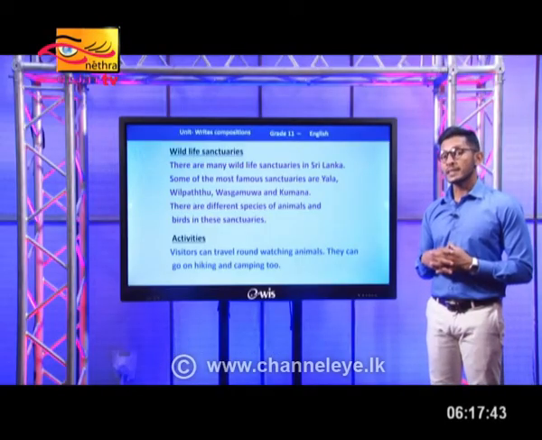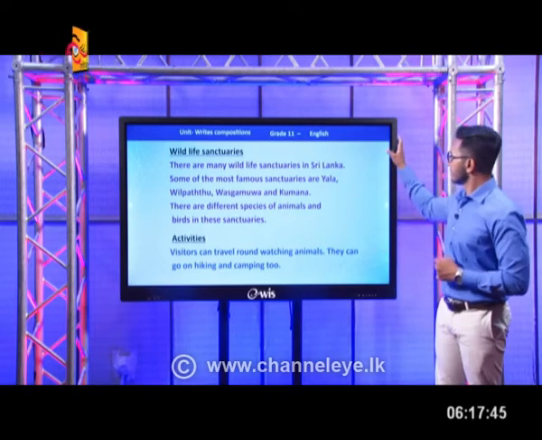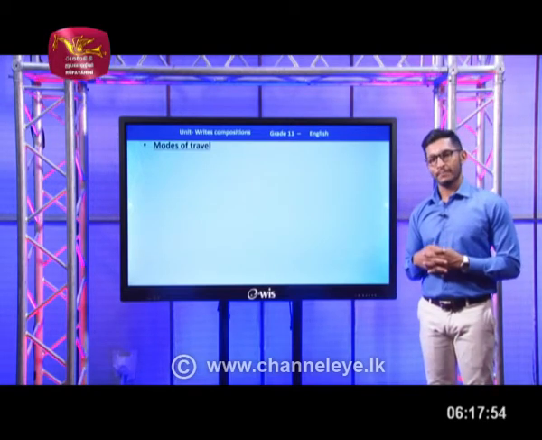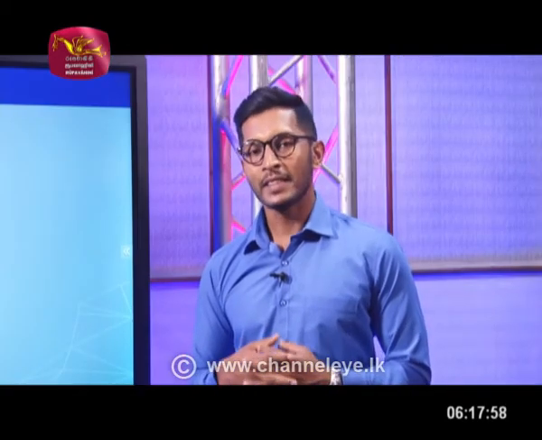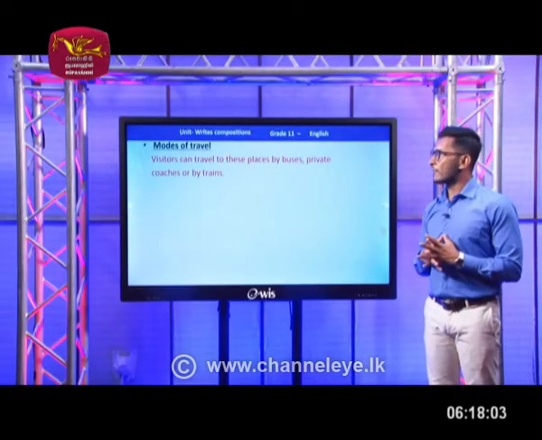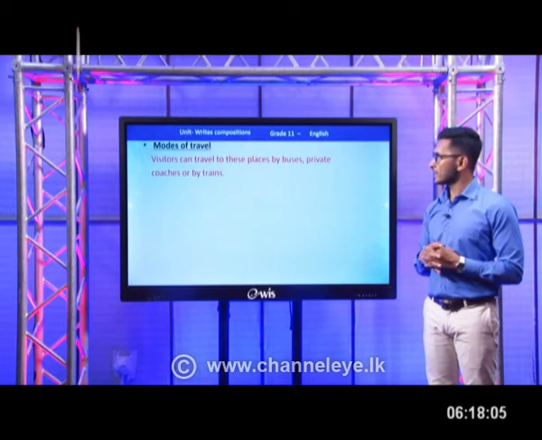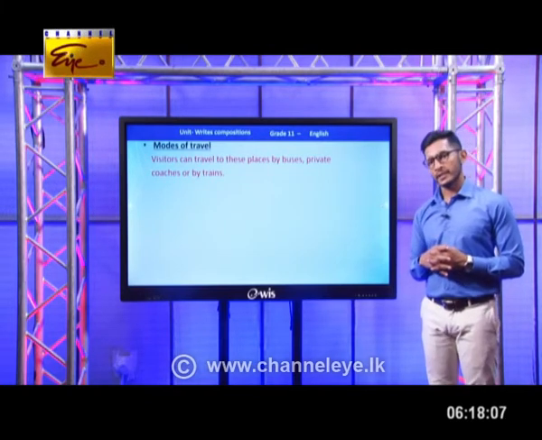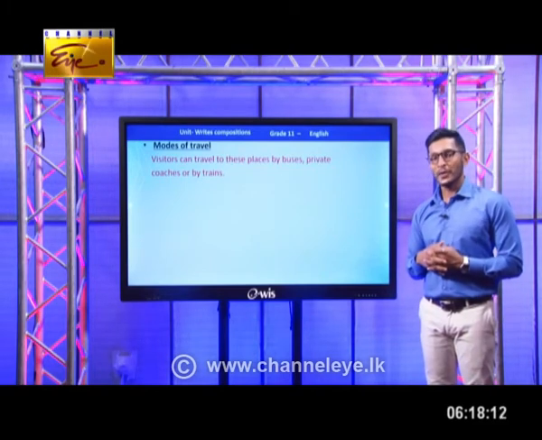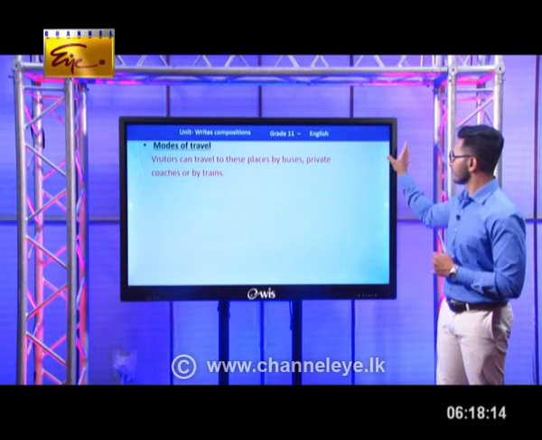Let's move on to the third subheading, that is modes of travel. It is very simple. We are going to write how we can get there. You can use bus, train, or maybe your private coach. Let's see. Visitors can travel to these places by buses, private coaches, or by trains. Don't worry, there's only one sentence in the paragraph. It's all right.